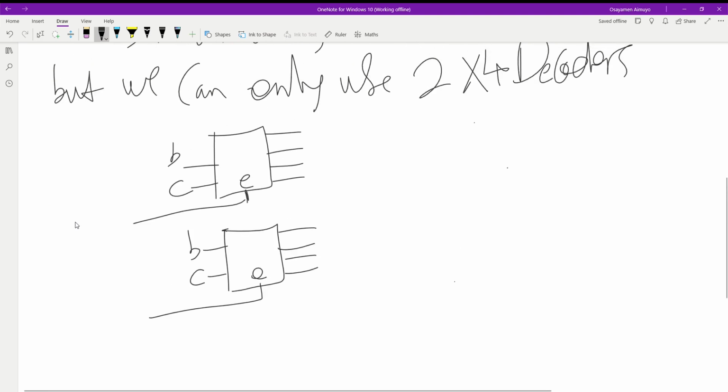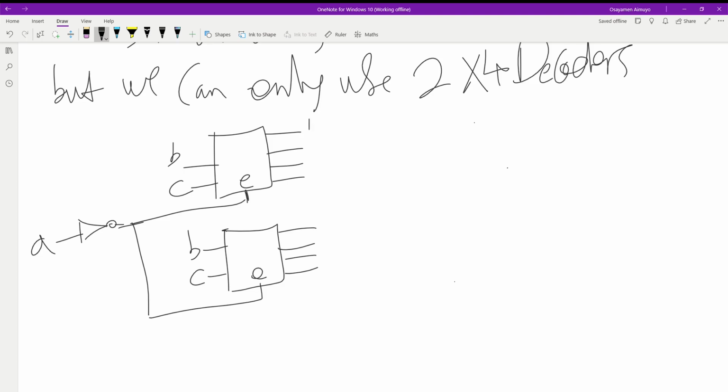So what does that tell us? It tells us that A can stand as our enable input. So if A is 0, the NOT gate inverts A to 1, and then the first decoder works as normal. But the second decoder outputs only 0. So we have successfully concocted a 3 by 8 decoder using only 2 by 4 decoders.